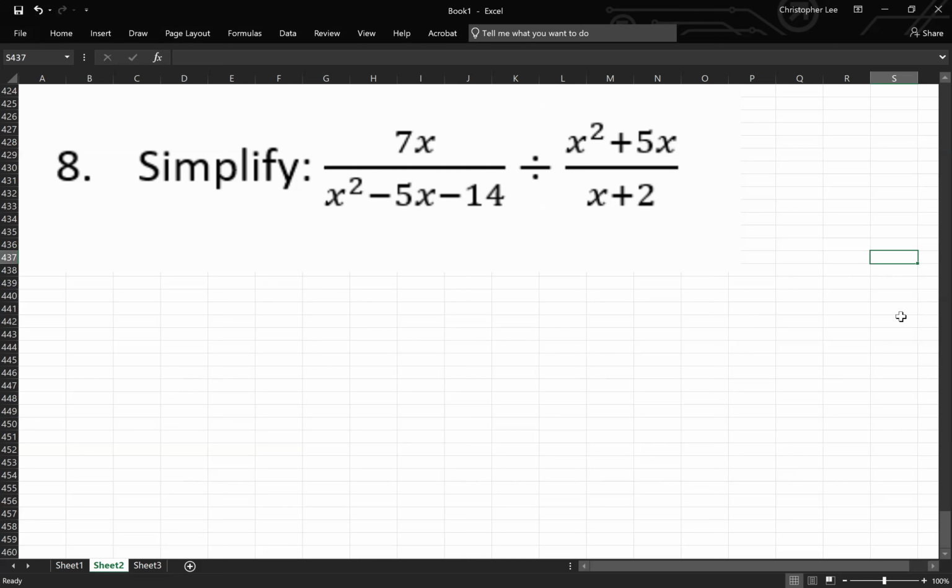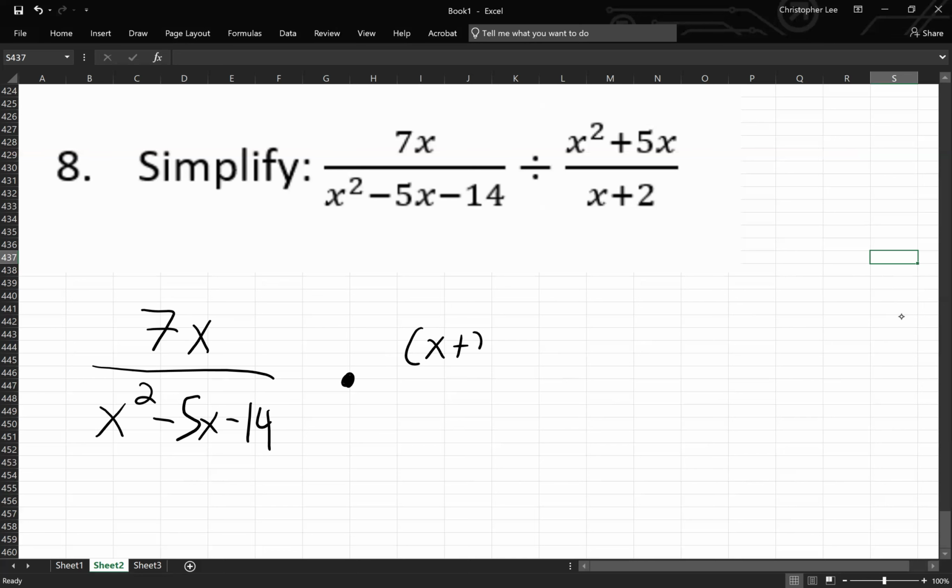I like that. I want to combine what both of y'all are saying. So keep, change, flip, right? I want to keep the first term, which is 7x over x squared minus 5x minus 14. I want to change that division to multiplication. In this case, I'm going to use the dot multiplication, because I have x's in this question, right? And then I want to flip the last term, so this becomes x plus 2 over x squared plus 5x.